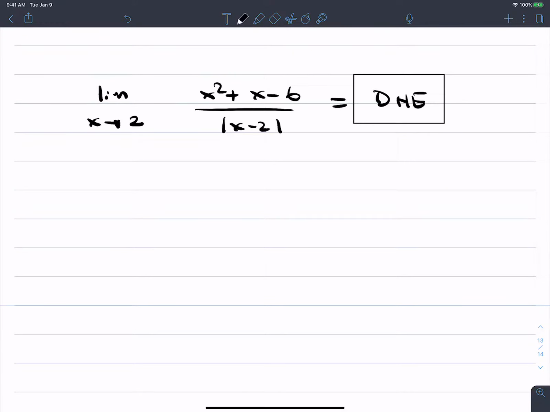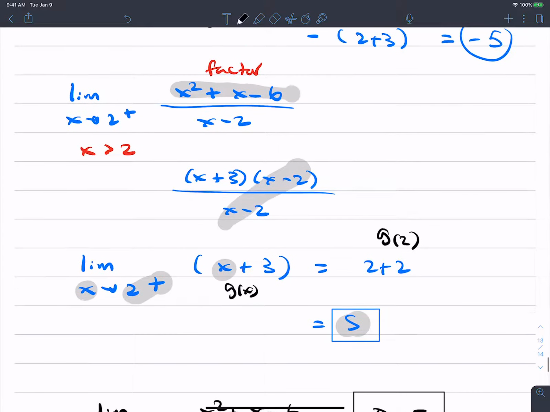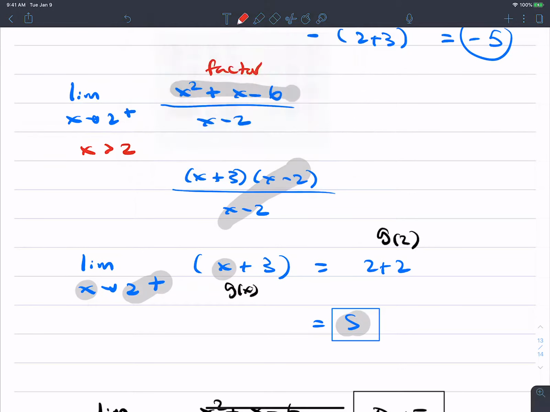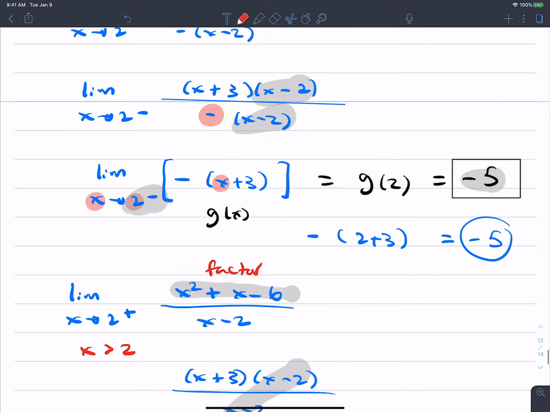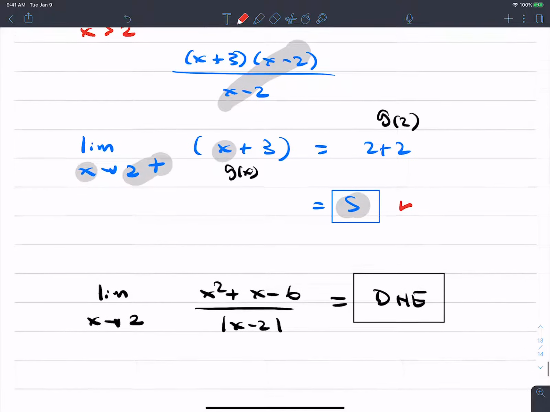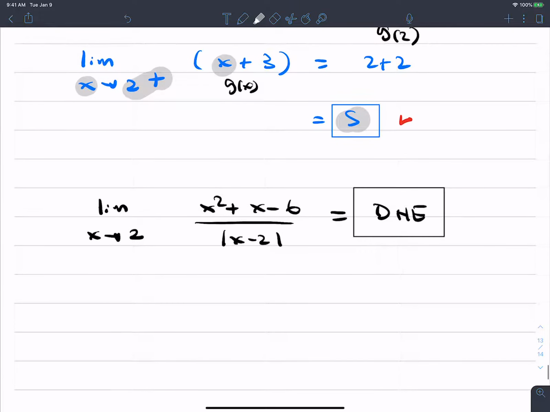Simply because, remember, the left-handed limit is not the same as the right-handed limit. They are not equal. Since they're not equal, final answer, the limit does not exist.